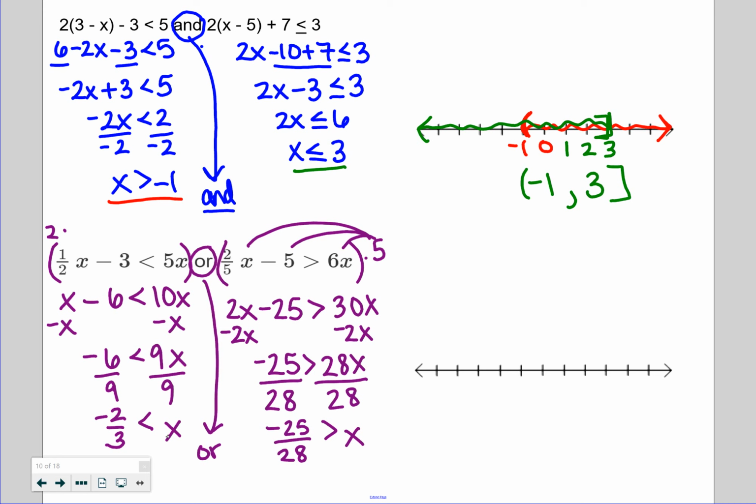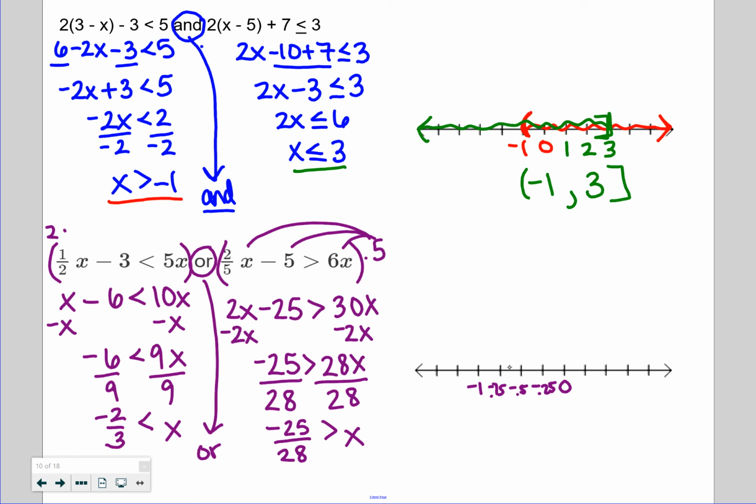If I graph the first one, I want all the x values greater than -2/3. So let's say, oh, these are close together. Let's do -0.25, -0.5. I'll count by quarters here, -0.75, and there's -1. Okay, so -2/3 is a little between -0.5 and -0.75.